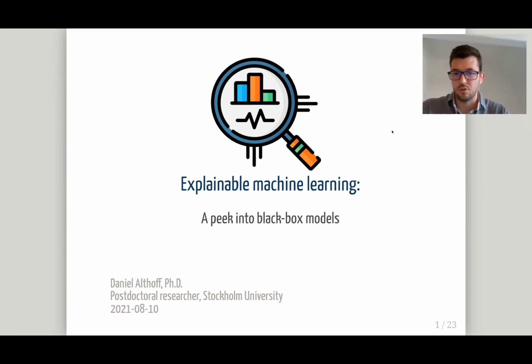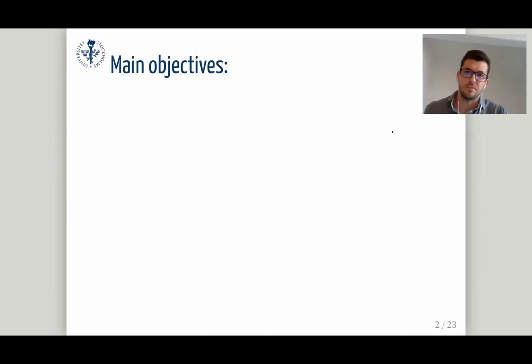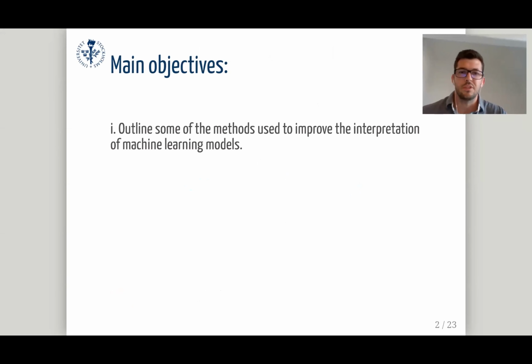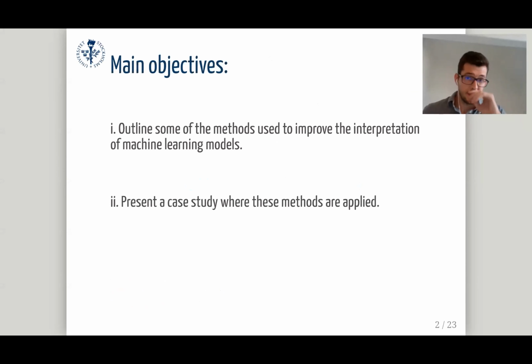Okay, so my name is Daniel Althoff, and today's presentation is about explainable machine learning. The main objectives of this presentation are to outline some of the methods used to improve the interpretation of machine learning models and present a case study where these models are applied. I'm not going to get into a lot of detail behind the explainable machine learning methods, but I'll provide the references. And this case study is not from any work in particular, but it was developed using data which I collected during my PhD.